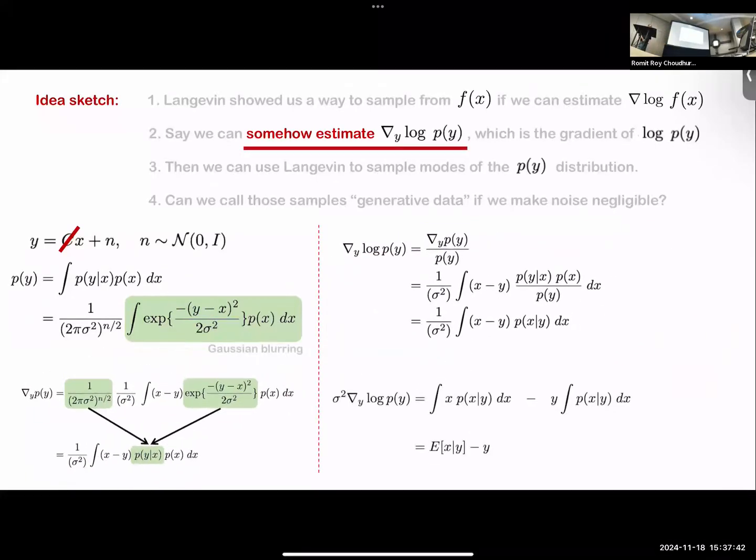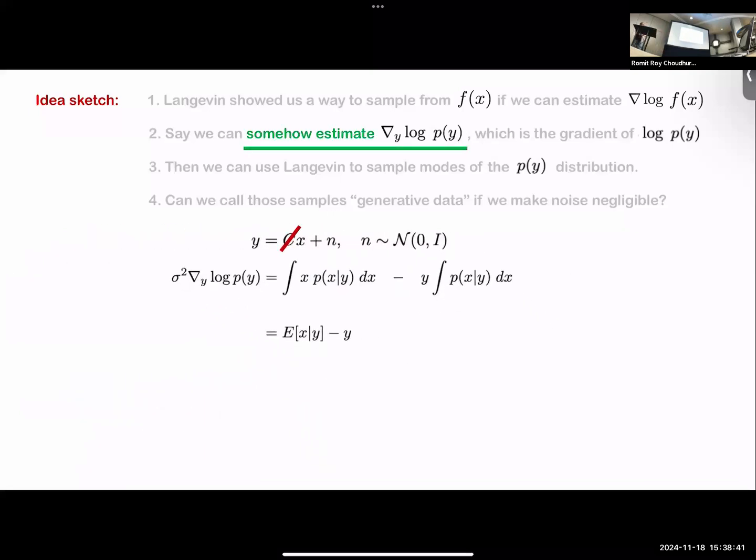Agree? Separate it out: x times p(x given y) minus y times p(x given y). True? What is this, guys? What is this integral? This is one conditional distribution, but conditional or not, if you integrate it over x, it should give you 1. This is a distribution, so this is 1, and this must be y. What is this? Integral of x p(x given y) dx is the expectation of x given y. Expectation of x is the integral of x times p(x). Expectation of x given y is the integral of x times p(x given y).